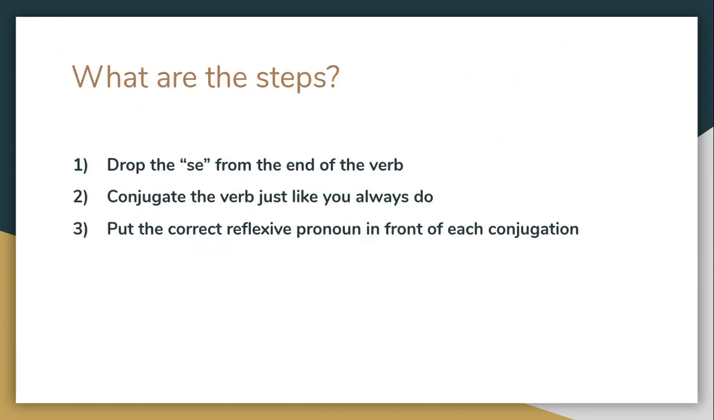So there are 3 steps to conjugating reflexive verbs. The first step is drop the se from the end of the verb. Step 2, conjugate the verb just like you always do. And the third step, put the correct reflexive pronoun in front of each conjugation.